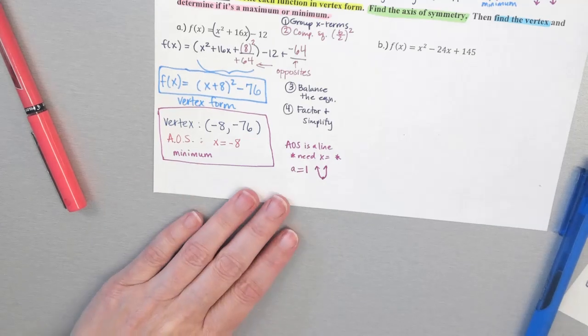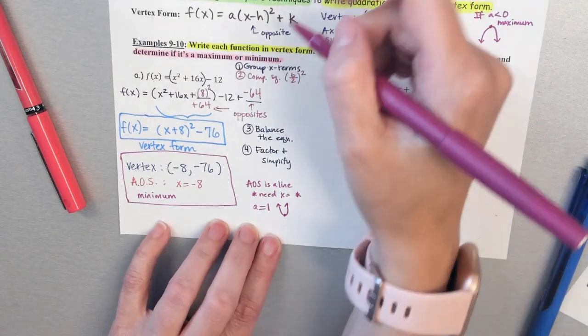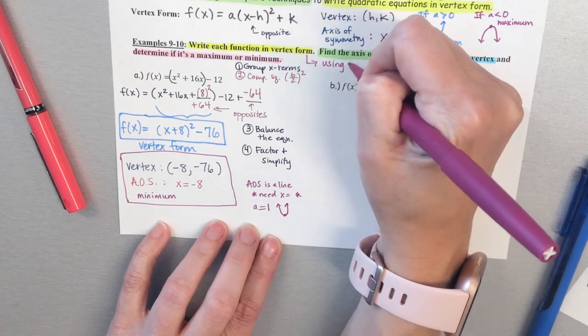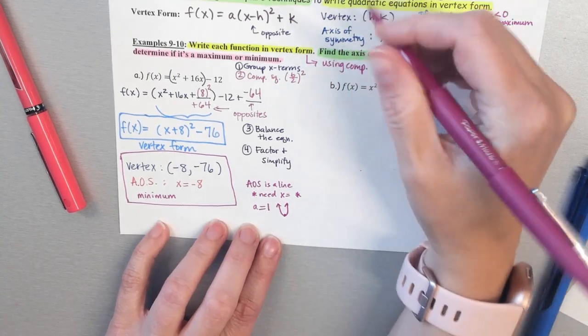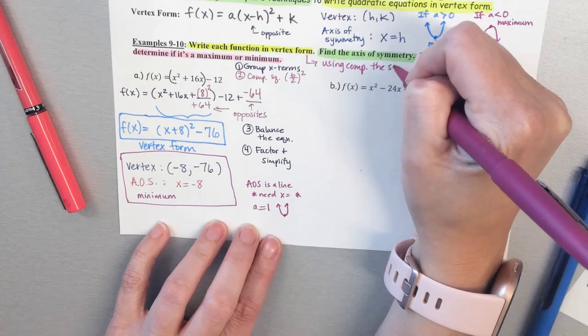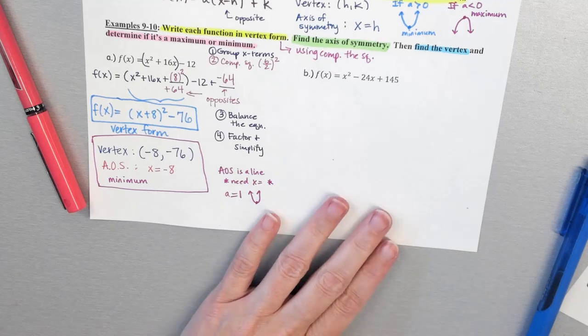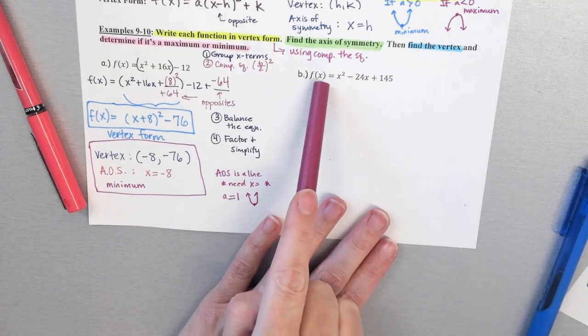Okay, you do need to make sure that when you are writing them in vertex form, you are using completing the square. That's how you'll be graded on it, that you know how to use that technique. All right, so I want you to give that a try for part B.